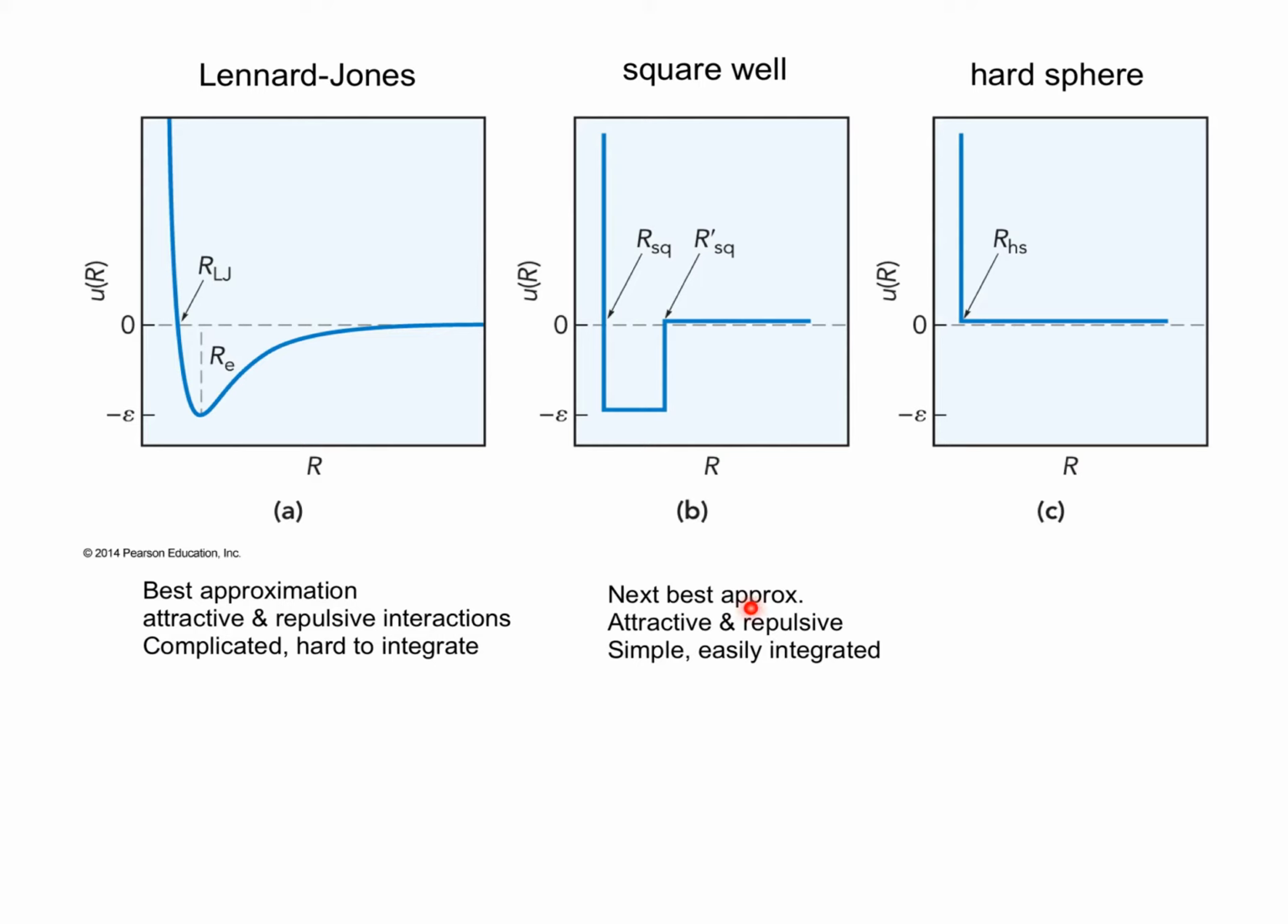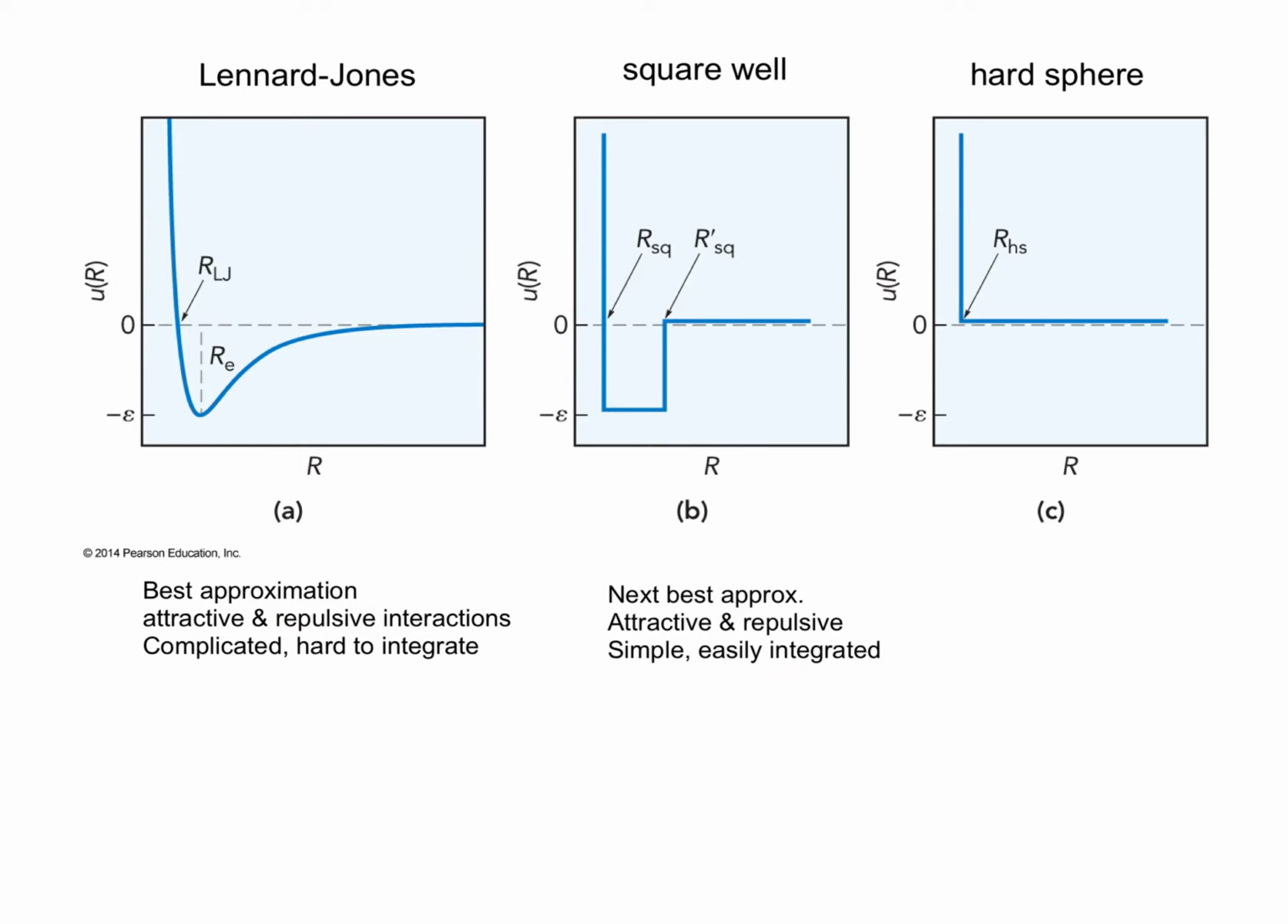The next best approximation is the square well potential. You can see that it models attractive interactions with an attractive well and repulsive interactions with a repulsive wall in much the same way that the Lennard-Jones potential has an attractive well and a repulsive wall. However, it doesn't give as accurate results because of the discontinuities in the function. But this simplified form of the function is much more easily integrated and more easily incorporated into models.